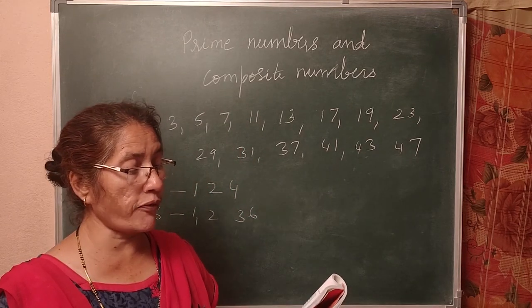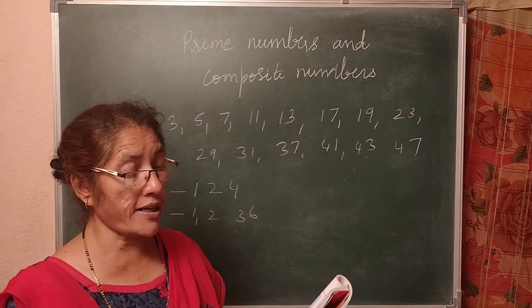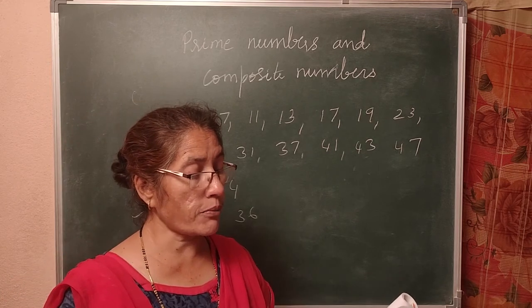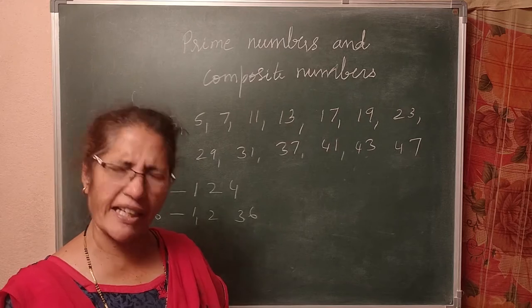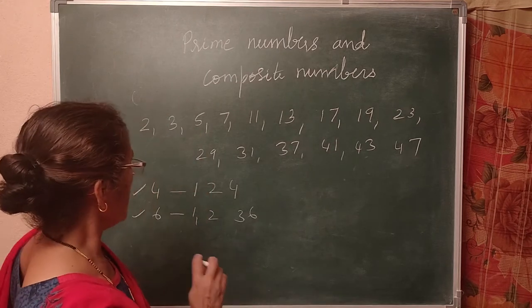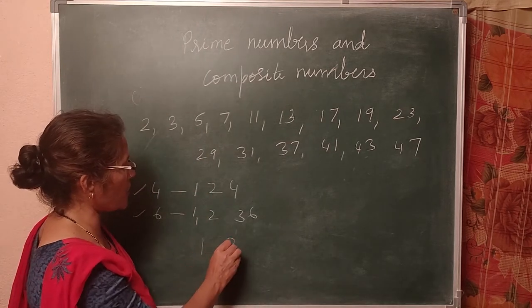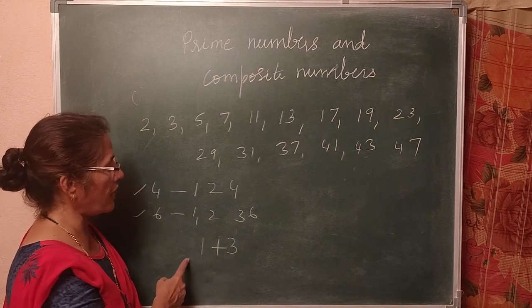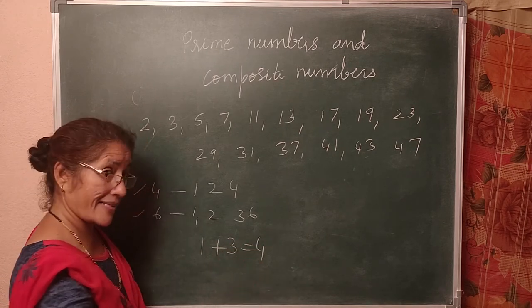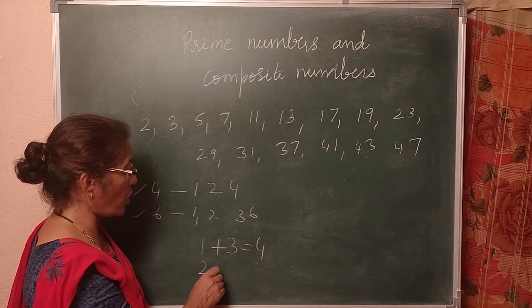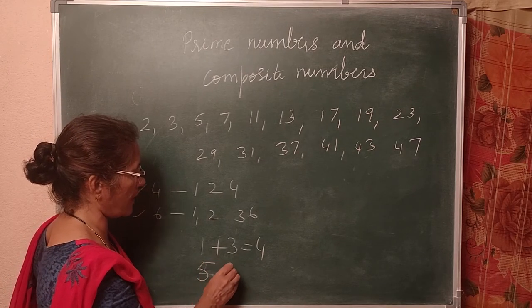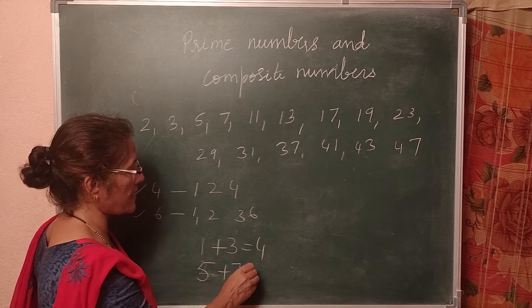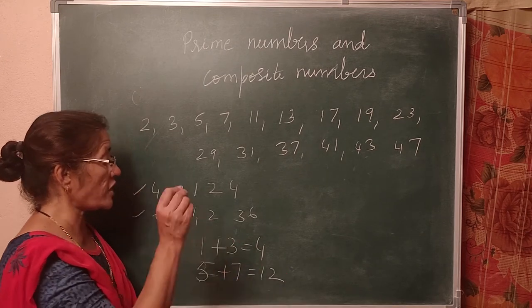What is the sum of two odd numbers? What is the sum of any two odd numbers? As generally we do not know, let us take two odd numbers. 1 is an odd number, 3 is an odd number. What is the sum? 1 plus 3, 4. It is an even number. 3 is an odd number, 5 is an odd number, 7 is an odd number. 5 plus 7, 12. So what is your answer?